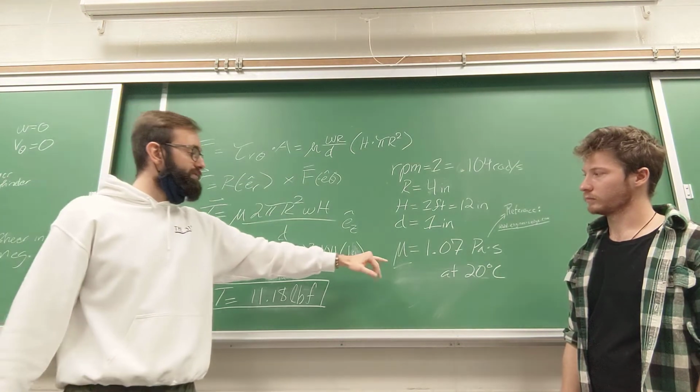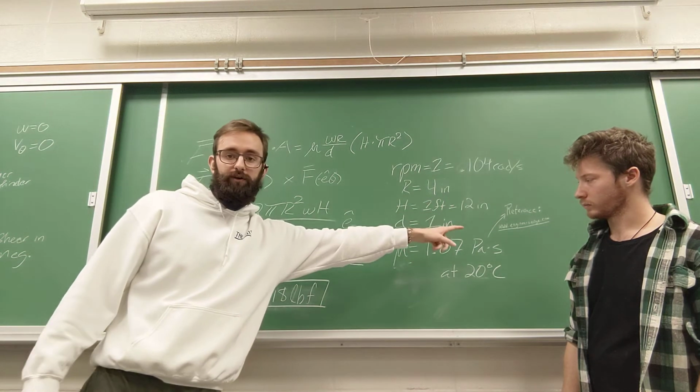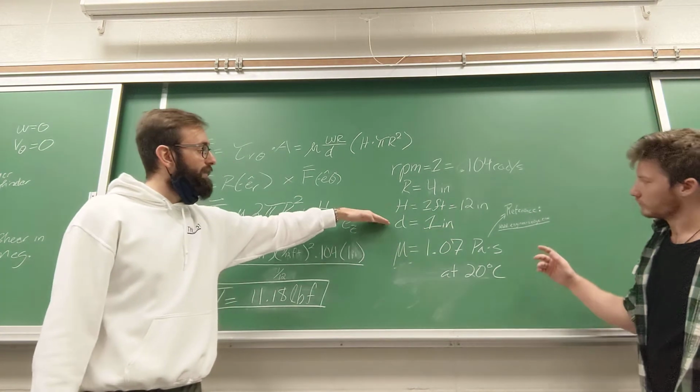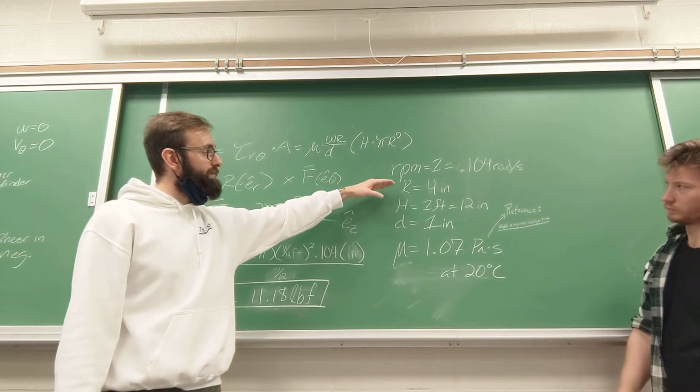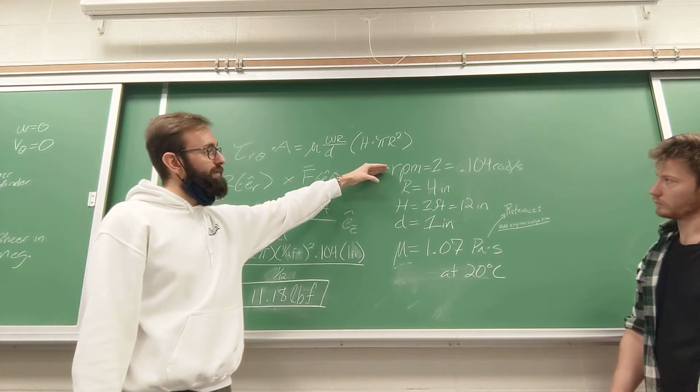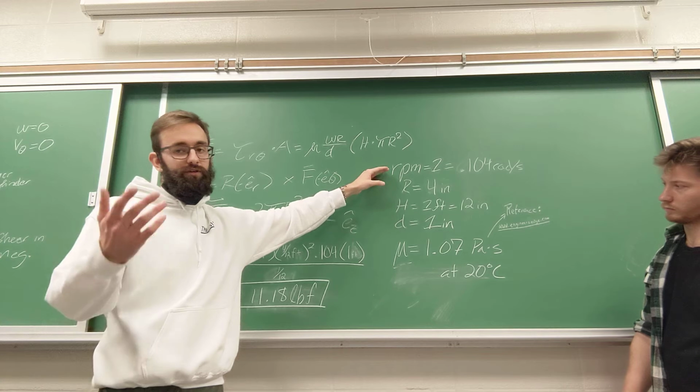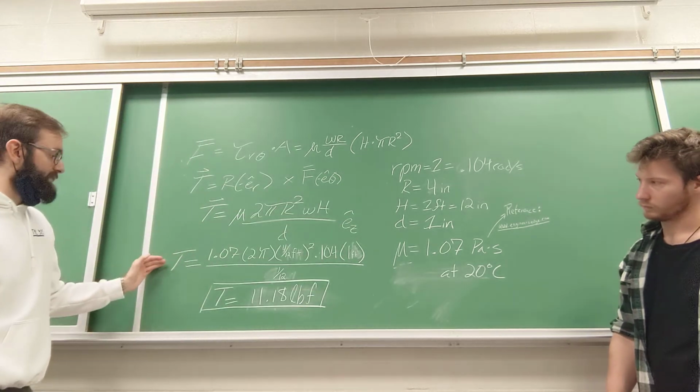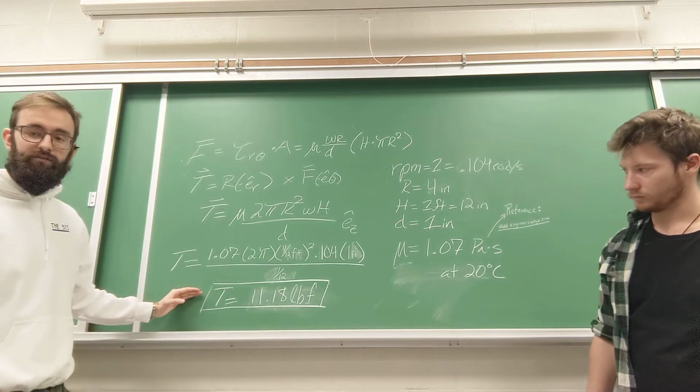We have all these values. We found our viscosity online. Here's the reference. Can you see that? Yeah, you can see that. Our distance, the height of our apparatus, the radius of our apparatus, and RPM converted to radians per second instead of rotations per minute. Plug it in, and you get torque equal to 11.18 pound-feet.